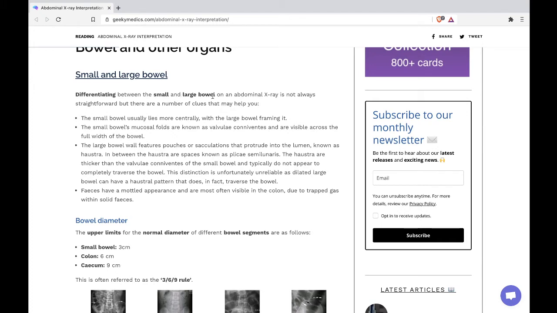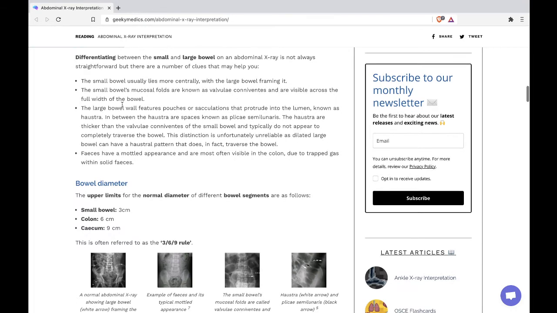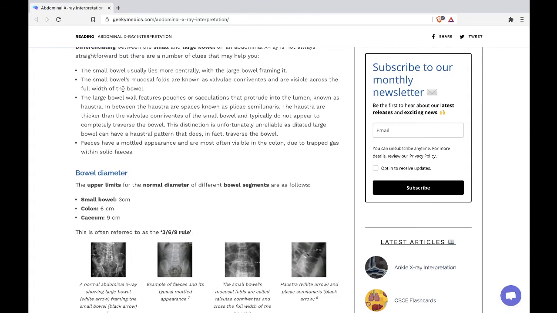Differentiating between the small and large bowel on abdominal X-ray is not always straightforward, but there are a number of clues that may help you. The small bowel usually lies more centrally, with the large bowel framing it. The small bowel's mucosal folds are known as valvulae conniventes and are visible across the full width of the bowel. There's a key difference here.